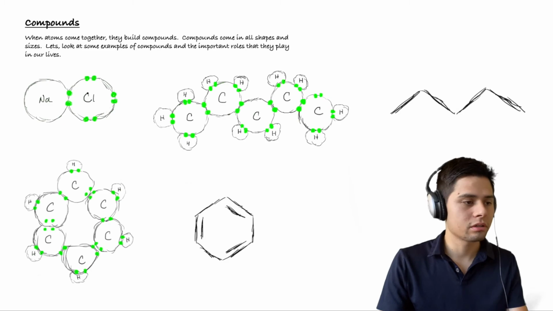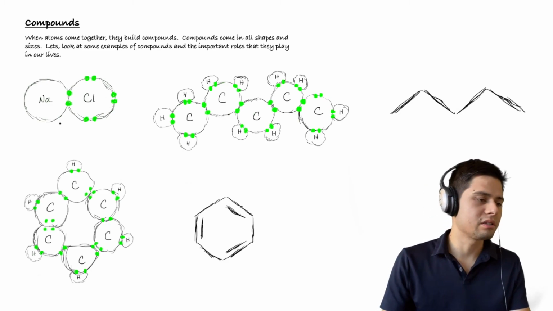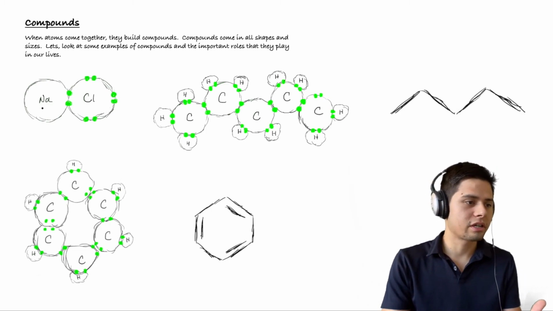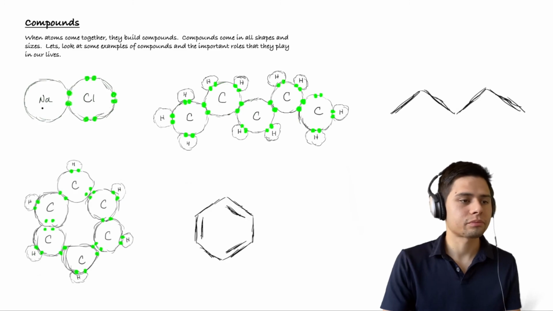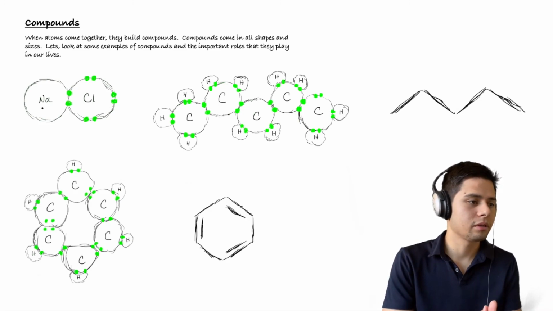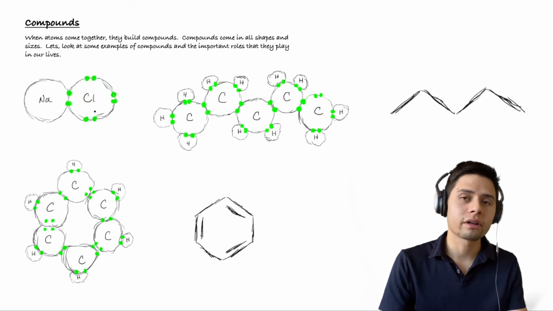It's common table salt. Now I'm not going to go into the types of bonds involved here yet. I just kind of want to get your feet wet a little bit, get you to understand exactly what compounds are and what they look like. And then we'll go into the types of bonds later. So here, again, this is NaCl, common table salt. This is a sodium attached to a chlorine.